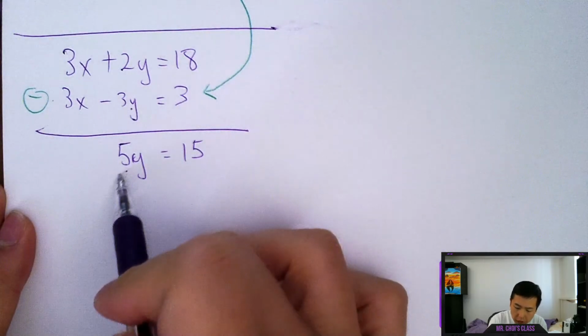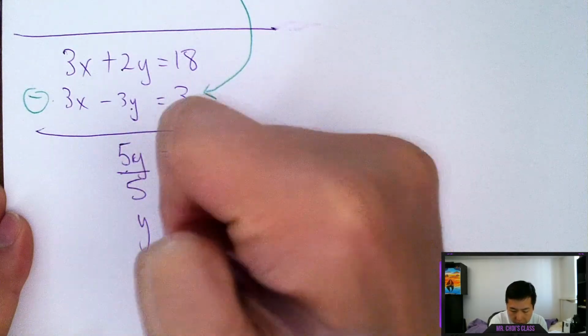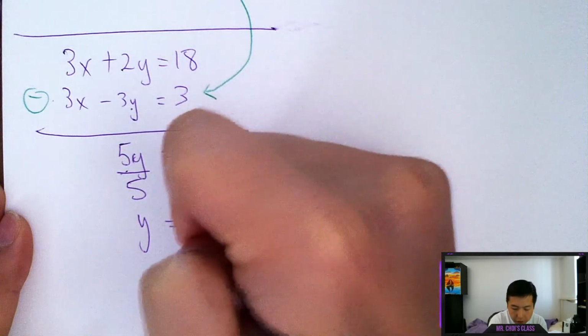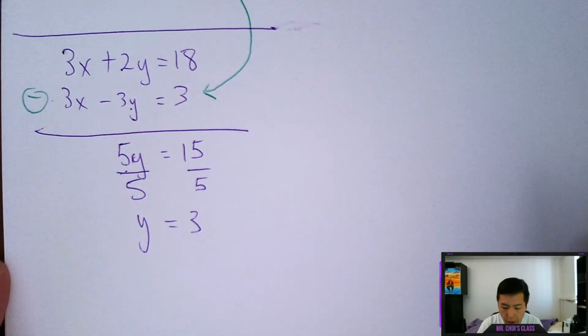Then we know we can get rid of the 5 by dividing. And we can, 15 divided by 5 is 3. And there we have y equals 3. Okay, we have y equals 3.